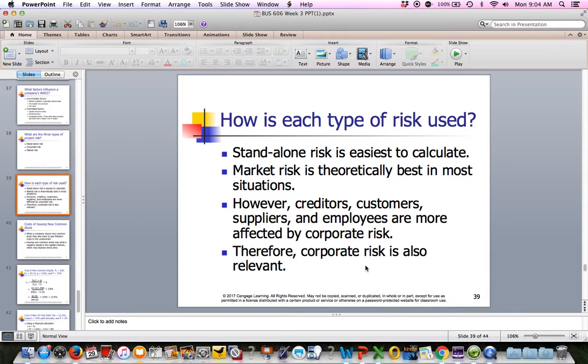So standalone risk is the easiest. Market risk is typically the best. However, creditors, customers, suppliers, and employees are more affected by corporate risk. Therefore, corporate risk is the most relevant.